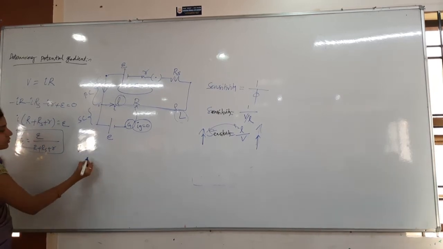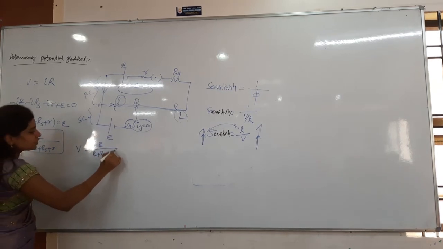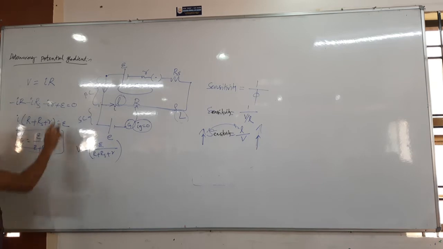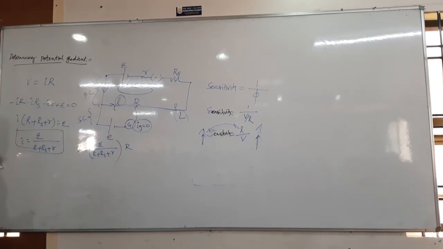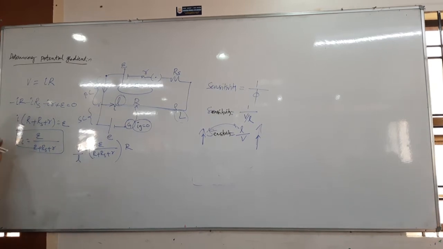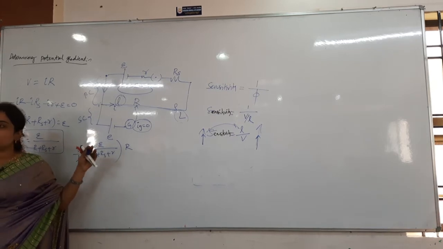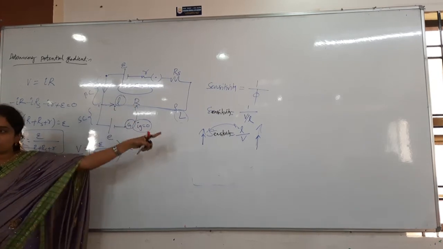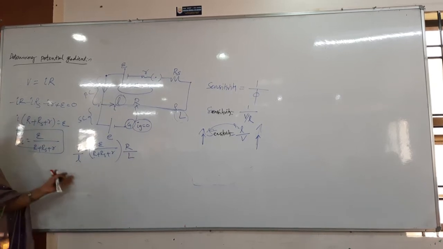Then V is equal to E by R plus RS plus small r, into the resistance. What is the resistance here? Capital R is the resistance. Now I got the potential, but I have to get the potential gradient. For that, what do you have to do? Divide by L. So this L is which length? Nothing but balancing length. This resistance is for the total length, so out of the total length you have to take. Divide by L.